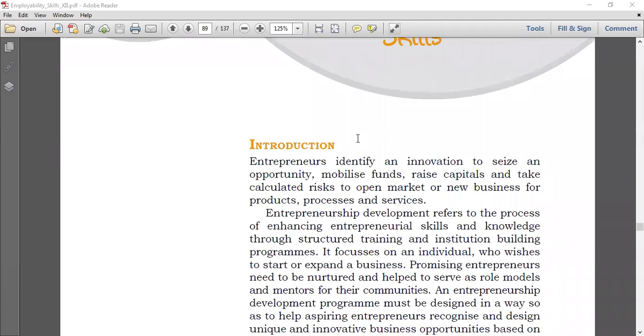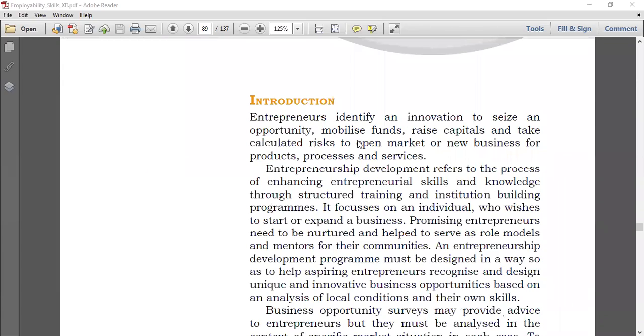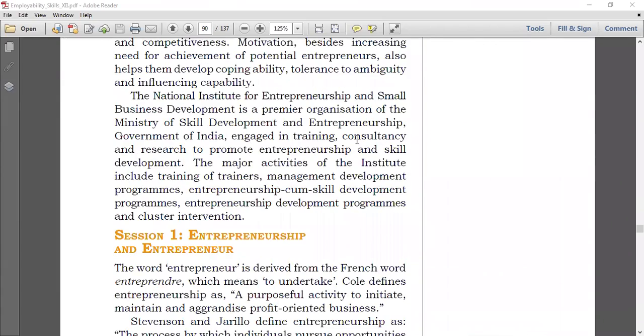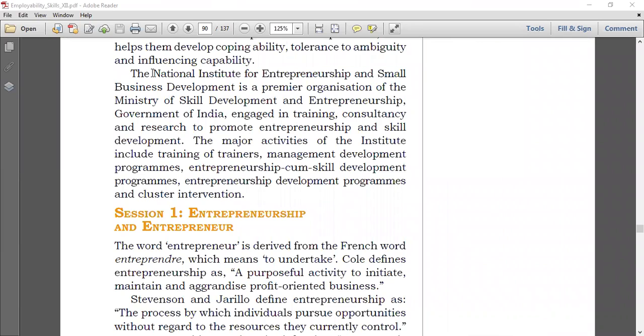Entrepreneurship skills. The very first thing is one point written over here: there is a National Institute of Entrepreneurship and Small Business Development, an organization which comes under the Ministry of Skills and Development and Entrepreneurship, Government of India. This institution is responsible for giving training as well as consultancy to promote entrepreneurship.